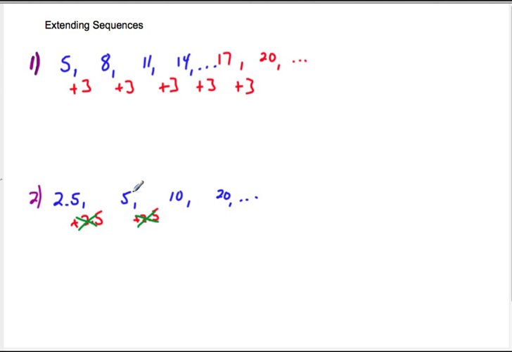Well, from 2.5 to 5, we could multiply by 2. From 5 to 10 is multiplication by 2. From 10 to 20 is multiplication by 2. So we can assume that the next number will be 40, and that the next number will be 80.